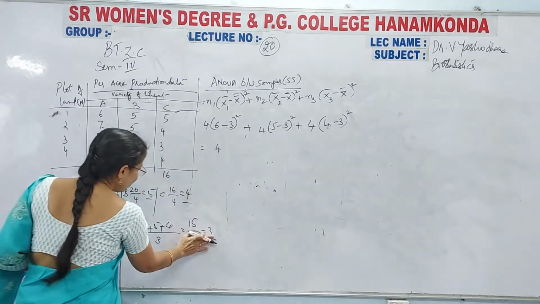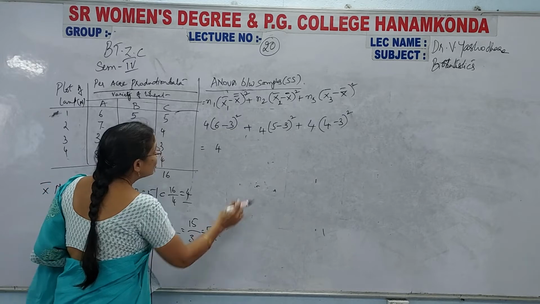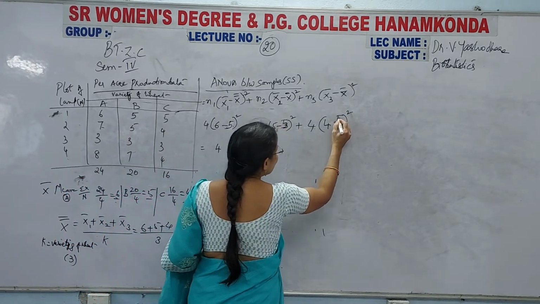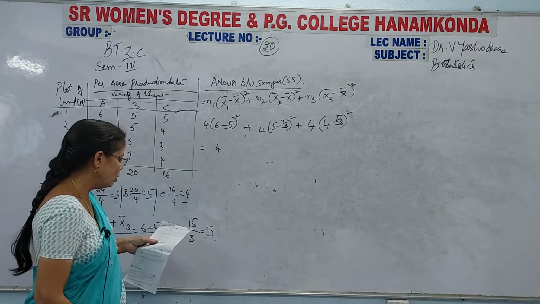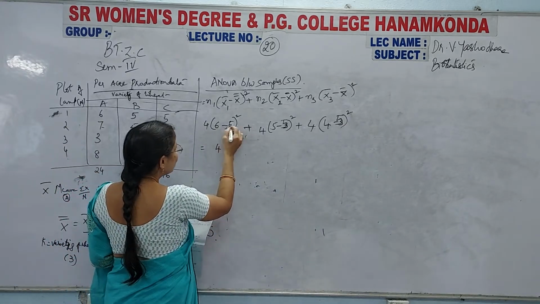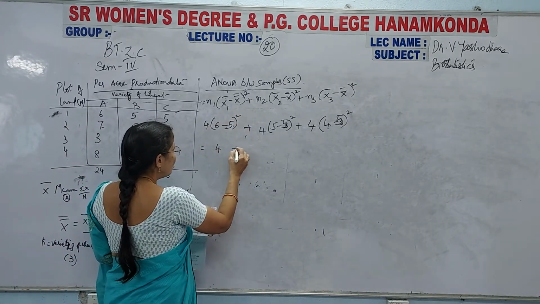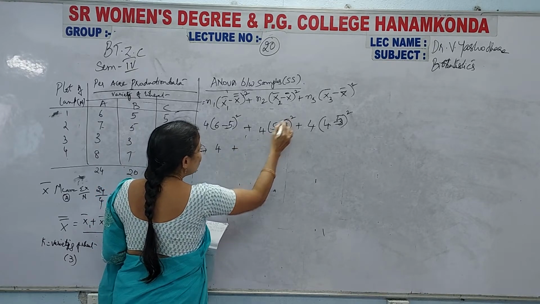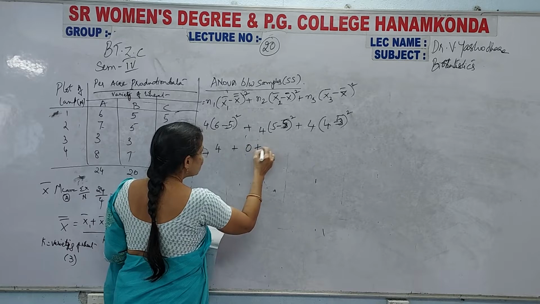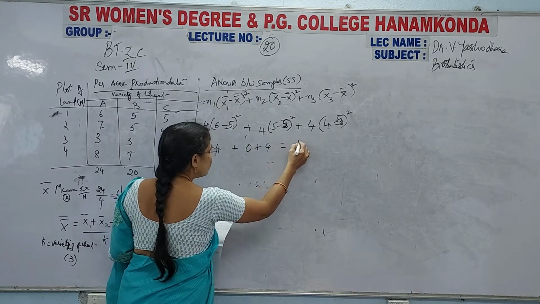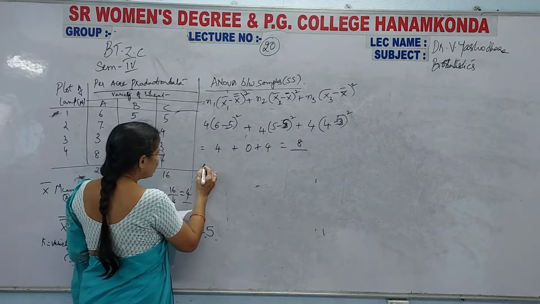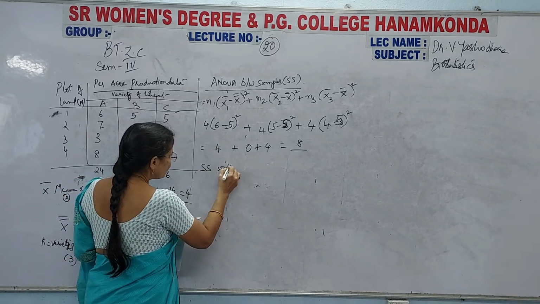Okay, sorry, 5 3s are 5 కదా. See, 4 అంటే ఎంత? 1 హోల్ స్క్వేర్ అంటే 4 ప్లస్ 5 మైనస్ 3 ఈజ్ 5 minus 5 is 0, అంటే 4, 0 plus 4 is equal to 8. This you got 8. Now coming to the SS within samples.